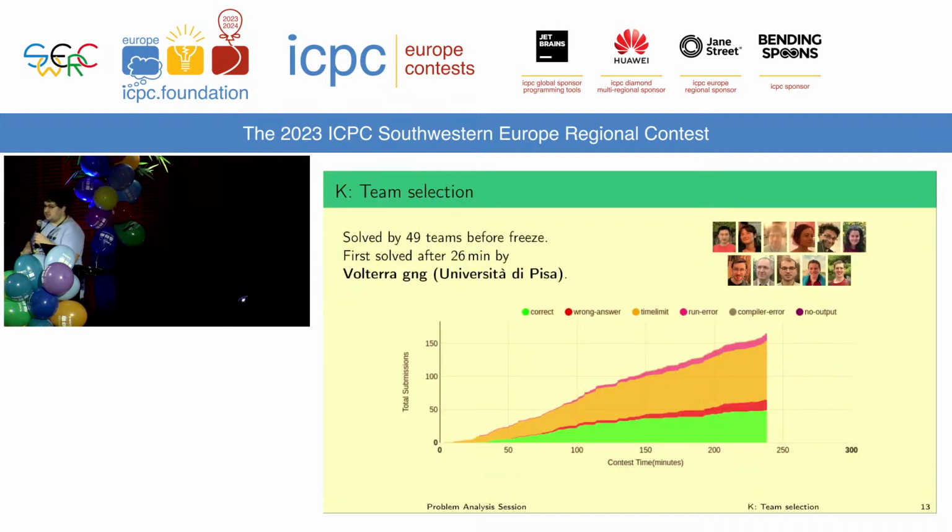Okay, now it's Team Selection. Team Selection was first solved by the team Volterra GNG. So congrats.